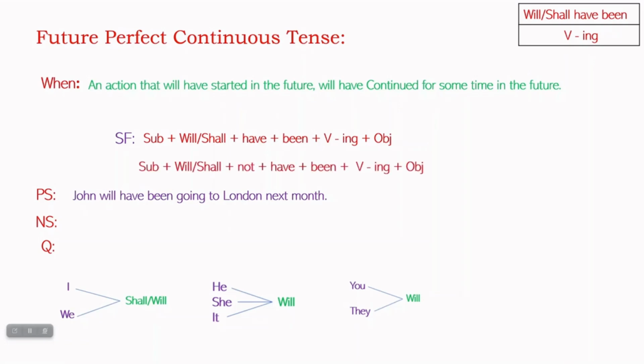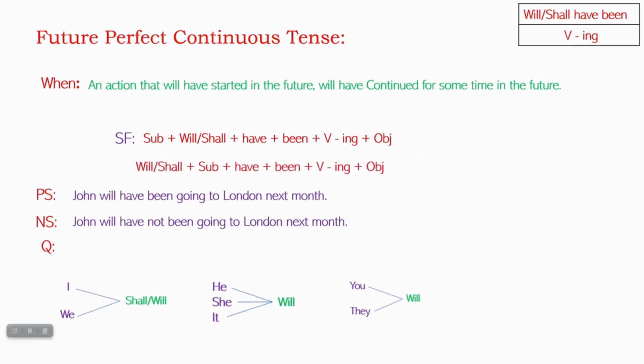Negative sentence formation. Sentence: John will have not been going to London next month. Question formation. Helping verbs will come first: will or shall plus subject plus have plus been plus verb in V-ing form. Question: Will John have been going to London next month? Here, for I, we use shall or will. For he, she, it, you, they, we use will.